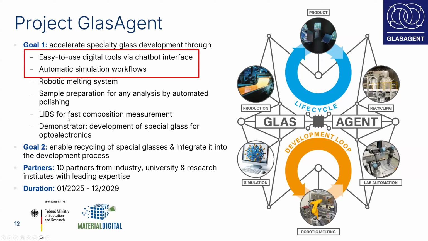In goal 1, we are doing lots of experimental development as well. So you can see a robotic melting system, automating sample preparation, doing method development, switching to faster methods from slower methods, and so on. But here I'll talk a bit about the chatbot that we're developing, and then also the automation of simulation workflows.